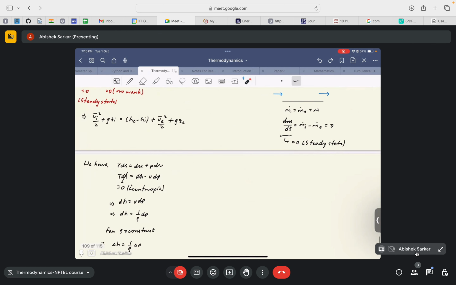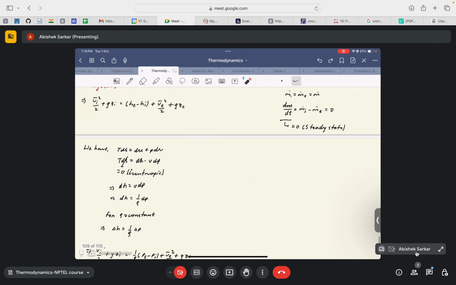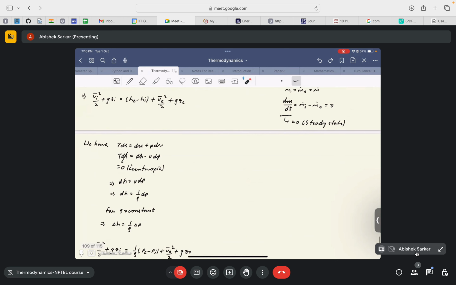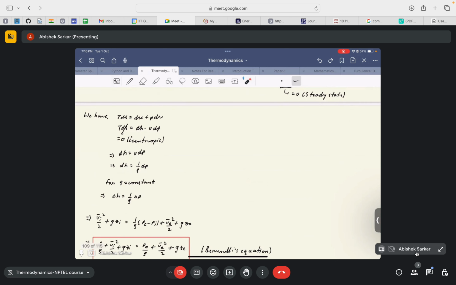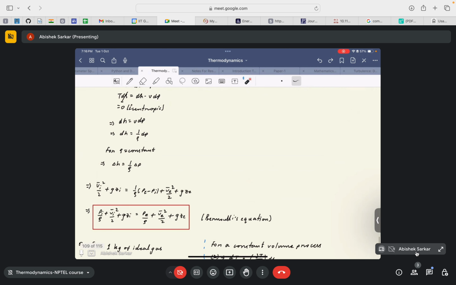So we take the help of this equation, Tds is equal to dH minus Vdp, because this relation has the enthalpy term in it. So for an isentropic case, ds will be equal to 0. We will be left with dH is equal to Vdp. Since V represents the specific volume, which is equal to the inverse of the density, we can write dH is equal to 1 by rho into dP. Or for a constant density process, or for incompressible flow, we can write delta H is equal to 1 by rho into delta P.